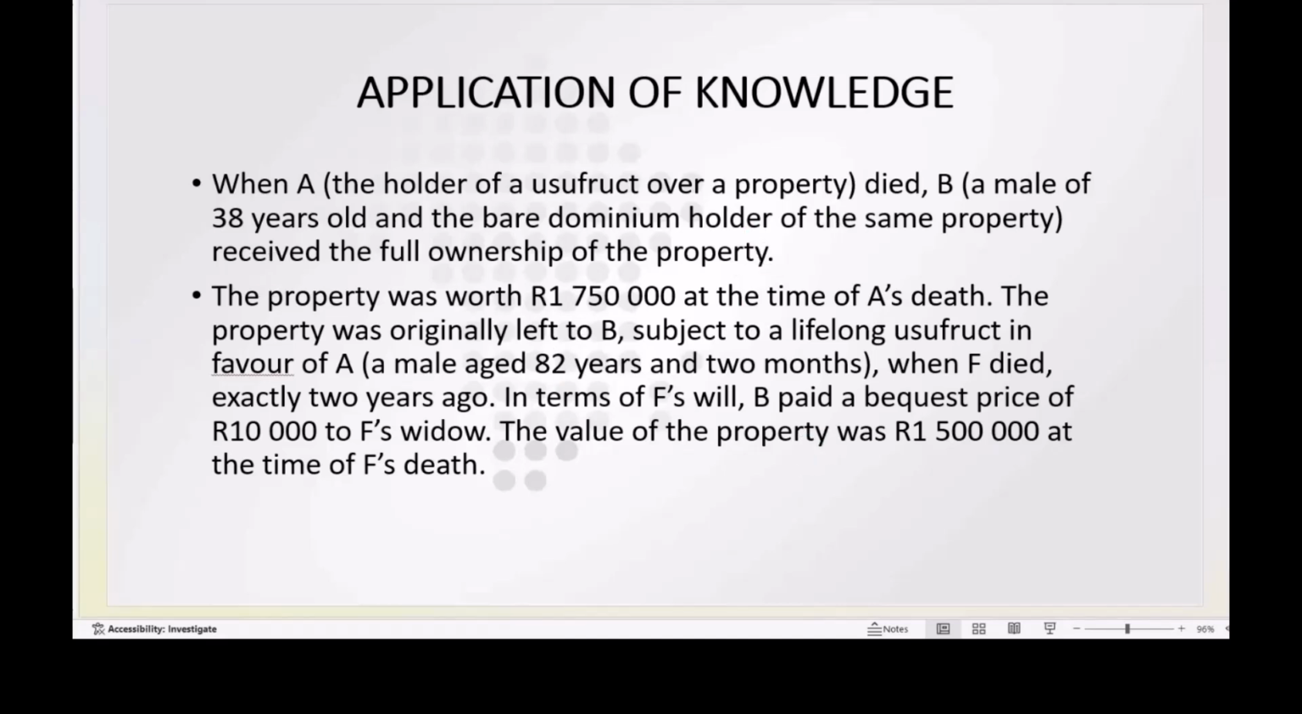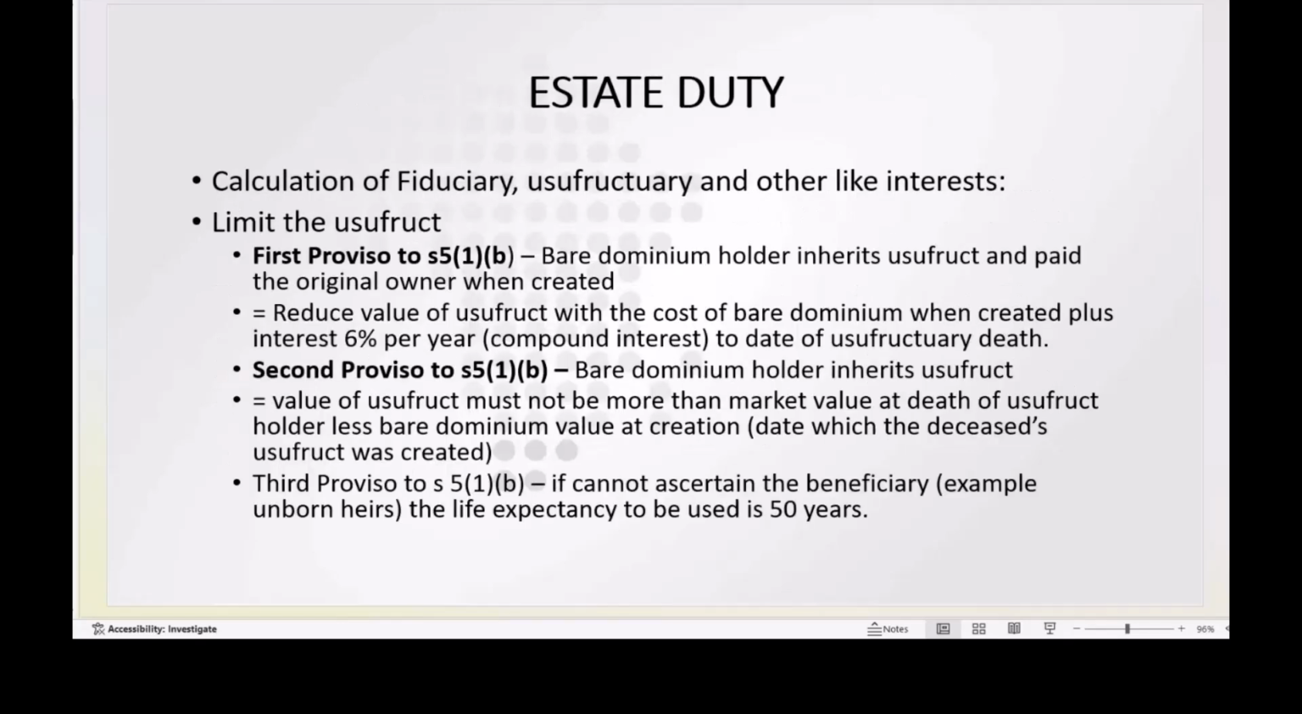Okay, but then we don't stop there, because we have the second proviso that says that if the Bare Dominium holder inherits the usufruct, then we need to limit again. We need to still limit the usufruct of the usufruct holder, and then we do that by taking the value of the usufruct. We take the market value at the time of the death of A less the Bare Dominium value at the creation, so at the time of F's death, and then we determine what is our second limit.